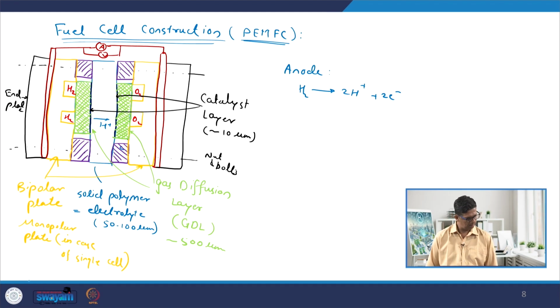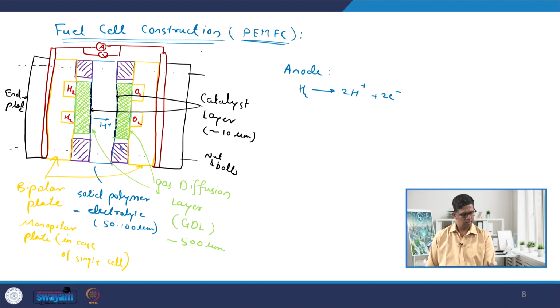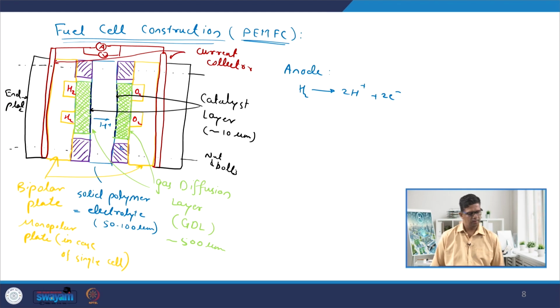So, I will mention that as well. So, this is our current collector. This one as well as the other one. So, once these electrons reach the current collector, they can be taken to the external circuit, and once they flow in the external circuit, that is where we get the current because of the potential difference that is there across those terminals.